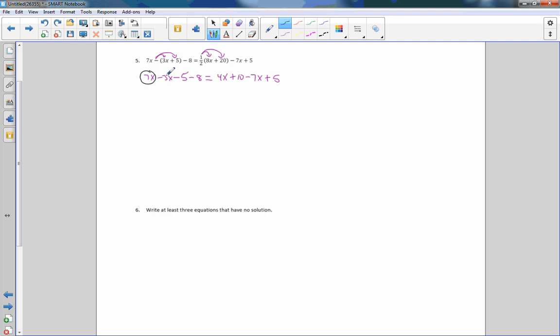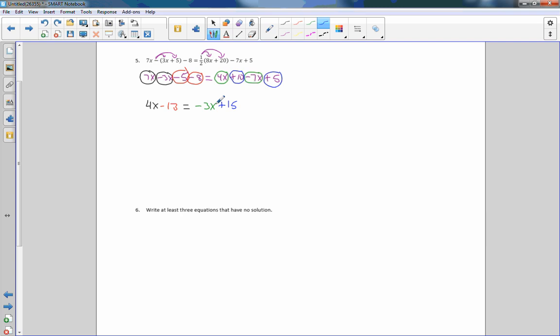Combine like terms. Here's a 7x and a negative 3x. Here's a negative 5 and a negative 8. Here's a 4x, negative 7x, and 10 and 5. There's all my like terms. So I'm going to begin by combining the x's over here. 7x minus 3x is 4x. Negative 5 minus 8 is negative 13. Equals 4x minus 7x is negative 3x. 10 plus 5 is 15. So that cleans up really nicely in 2 steps.